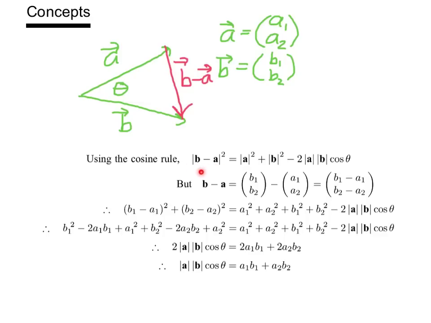Here we have the modulus of this vector, and remember the modulus is simply the magnitude of this vector squared, and we have the magnitude of vector A squared here, the magnitude of vector B squared here, and then 2 times the magnitude of vector A times the magnitude of vector B times the cosine of theta. However, vector B minus vector A is this in component form, and this is just a simple subtraction, right? We have the x component of B minus the x component of A, and the y component of B minus the y component of A.